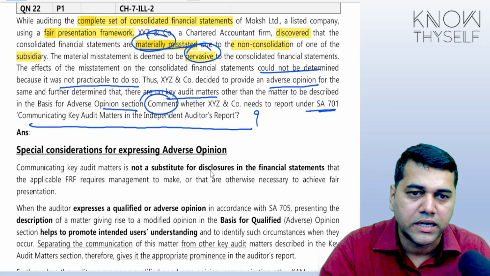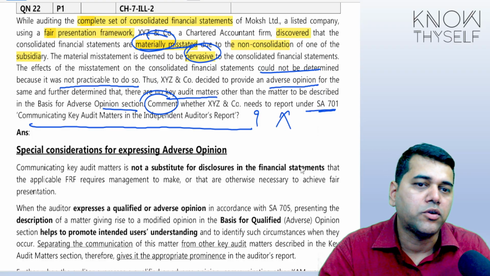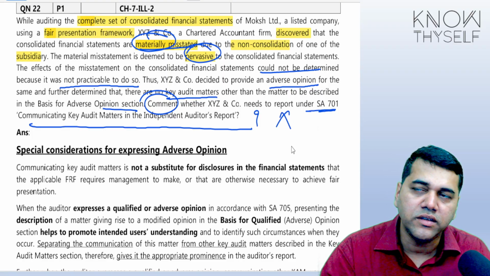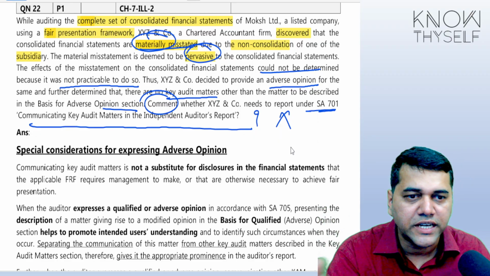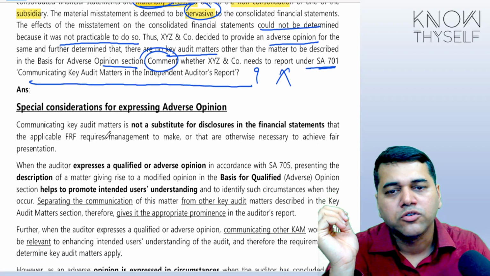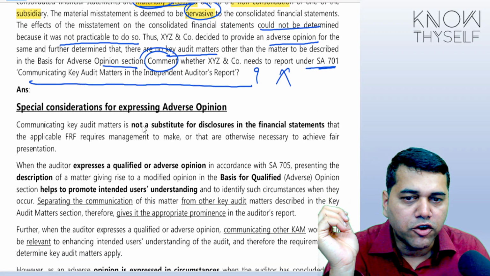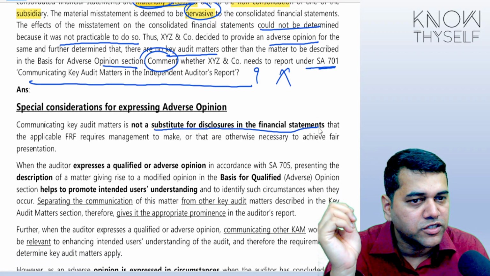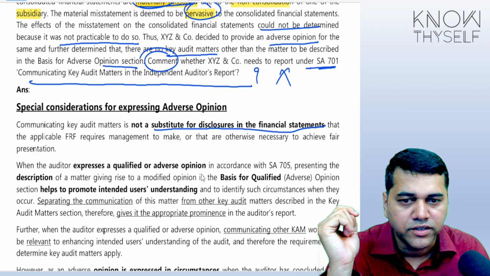Is it a key audit matter? The answer is no, because if something is a subject matter of the opinion, it cannot be a key audit matter. So you say that communicating key audit matters is not a substitute for disclosures in the financial statements. SA 701 we have already seen.